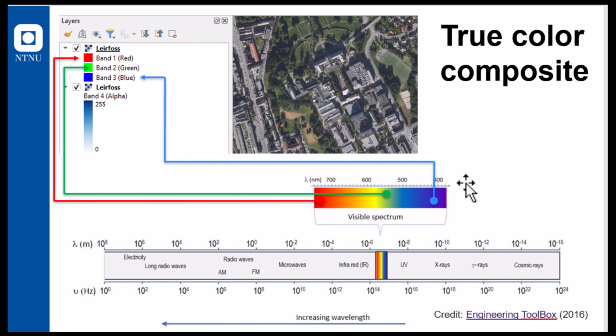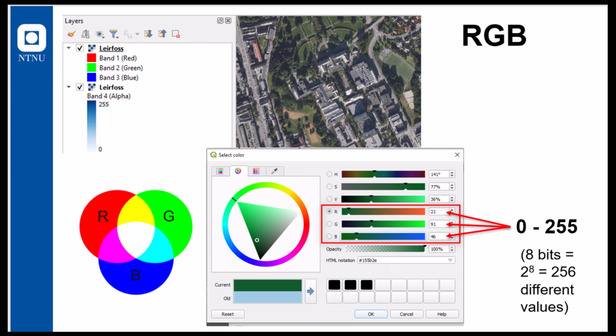These 3 bands are combined to produce what we call a true color composite, and the image resembles what we would see with our eyes. 3 bands are needed for raster images to have colors. 1 band for each of the parts of the electromagnetic spectrum, and when we combine red, green and blue colors, we use the red, green, blue color model.